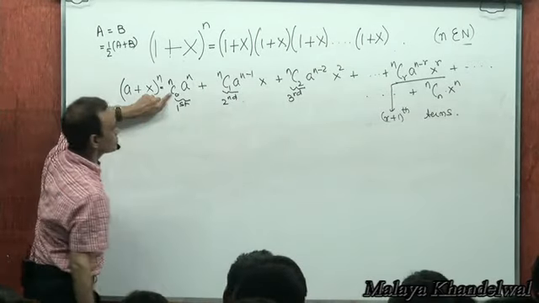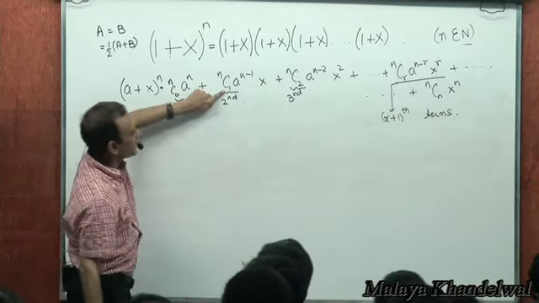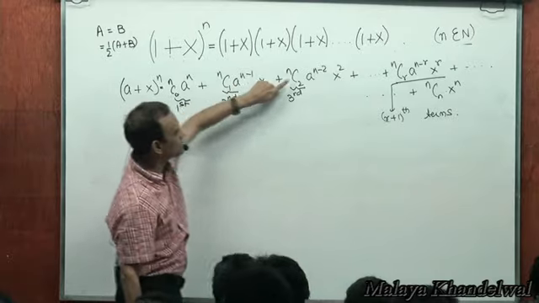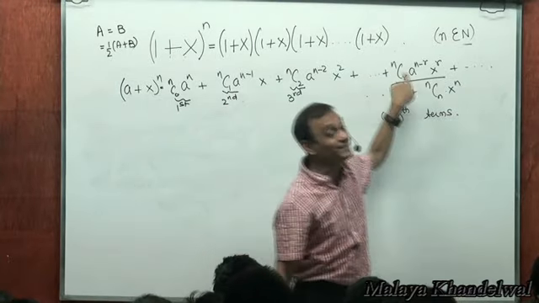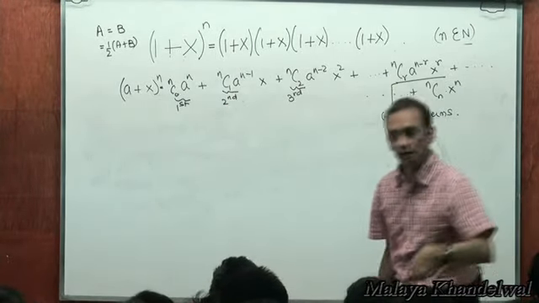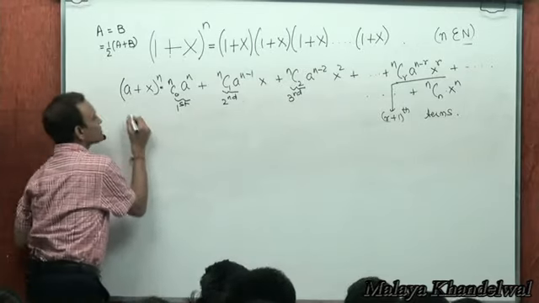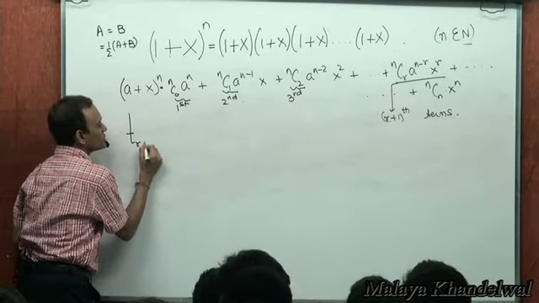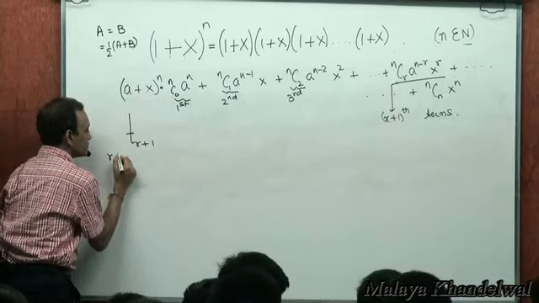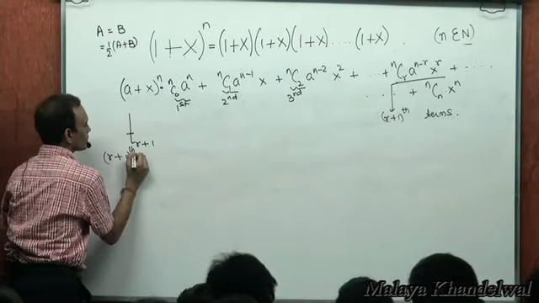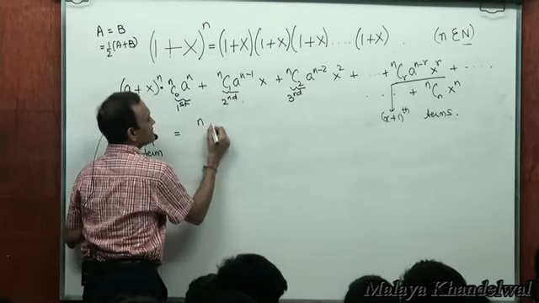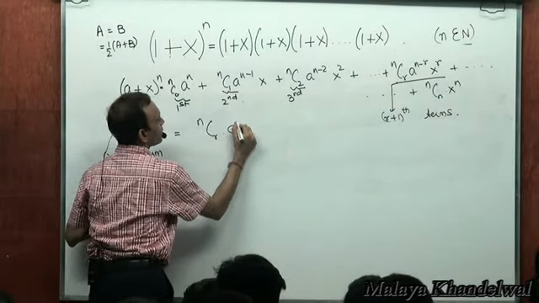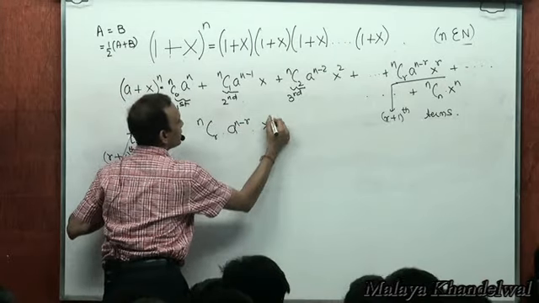This is the first term that starts with nC0. Second term starting with nC1. Third term starting with nC2. The r plus 1th term starting with nCr. Right? So the r plus 1th term in this summation is nCr a to power n minus r x power r.